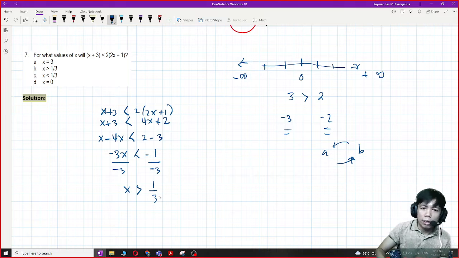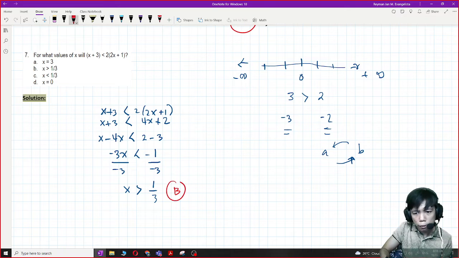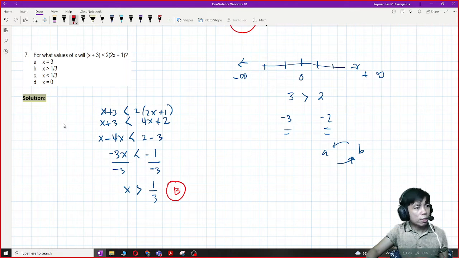So, the required answer is x is greater than 1/3, which is letter B. Alright.